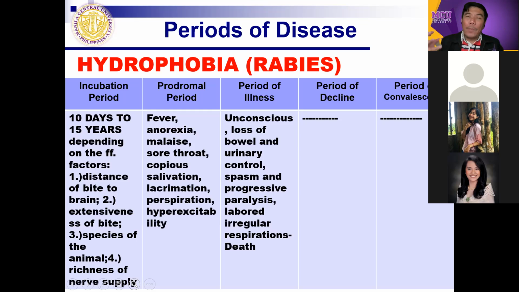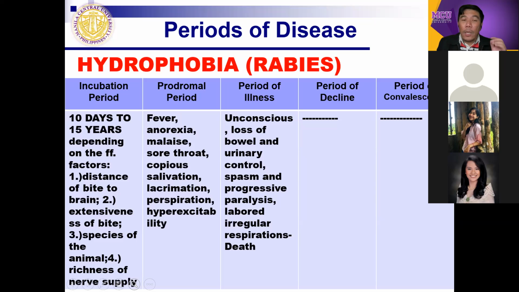If symptoms appear, for example, you were bitten by a dog and you already have fever, anorexia, malaise or weakness, sore throat, copious salivation, lacrimation, perspiration, and hyperexcitability, you are already in the prodromal period. These are the signs and symptoms in the prodromal period, when the rabies virus has already penetrated your system.